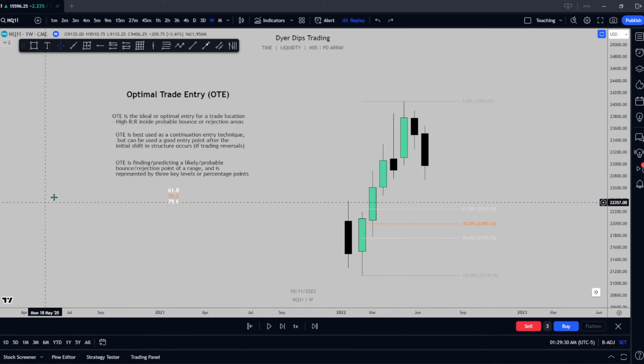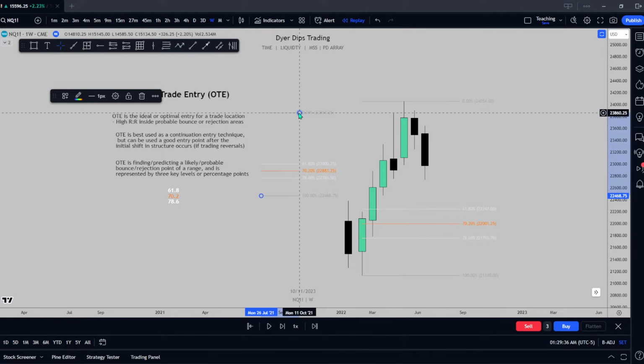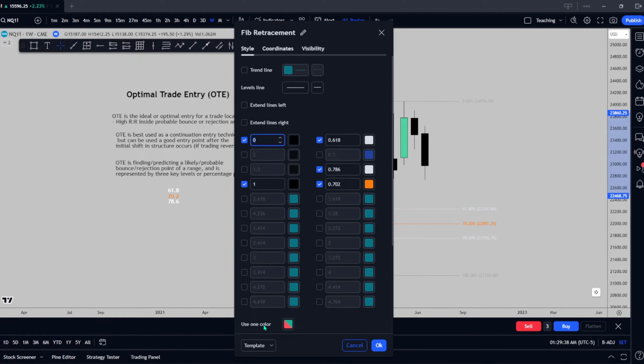Now, the best way to visualize this and put it on your chart is to come over here and find the Fibonacci retracement tool. And essentially what you're going to do is look for these settings right here. So you're going to want the 0, the 1, the 61.8, 78.6 level, and the 0.702 level.